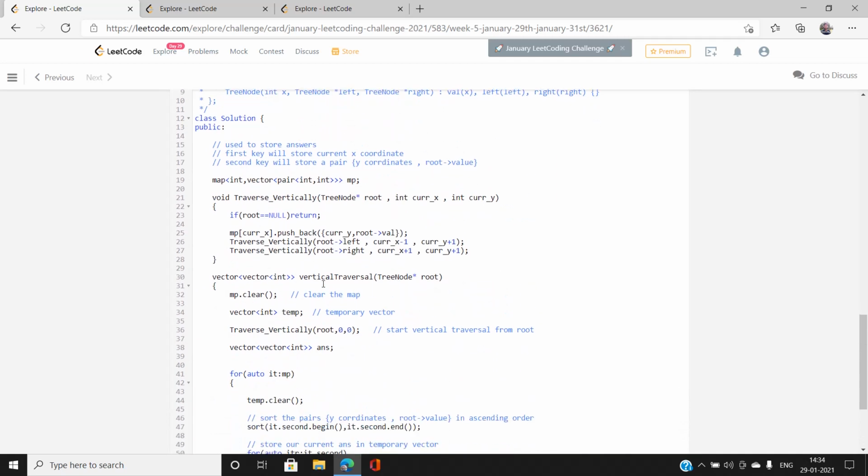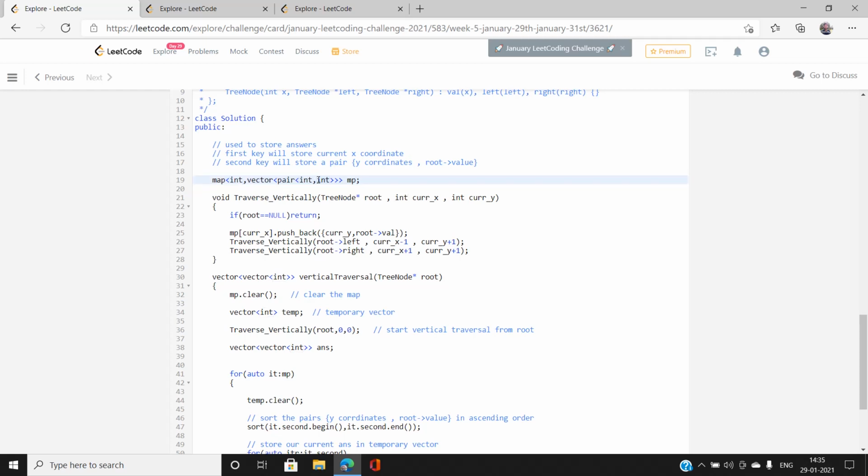For simplicity, we are going to use a map that is going to store the answer when we are traversing the binary tree. The key is going to store the current x coordinate, because we are going to report our answer with minimum x coordinate first. So the key of the map is the x coordinate, and then we are going to use a vector of pair int comma int. The first value of the pair is going to store the y coordinate of the current node, and the second is going to store the root value of the current node.